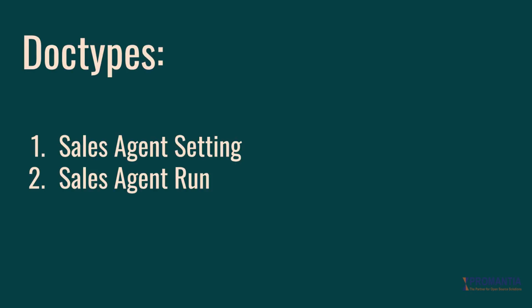Next, we have two doc types. Sales Agent Setting is used for the model configuration and Frappe configuration details. Sales Agent Run is wherein the agent writes back the error logs and information regarding each run of a particular sales order. Let's go ahead and see how it works.